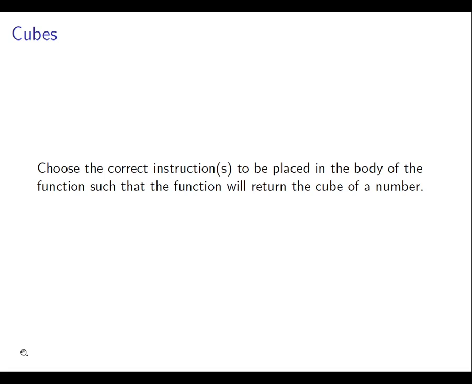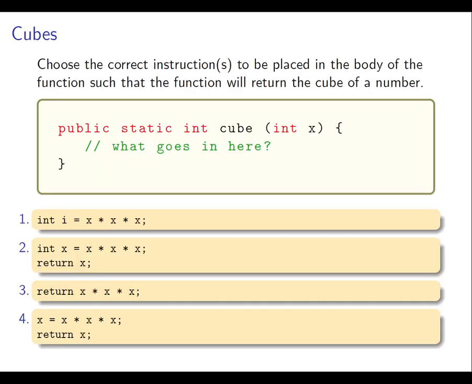Welcome back. Now we're going to see a bunch of small examples just to check that you've understood the technicalities of how to handle functions in Java, and then we're going to see a slightly bigger example. So here's the first example. You're going to choose the correct instructions from a multiple choice thing to be placed in the body of a function such that the function will return the cube of a number.